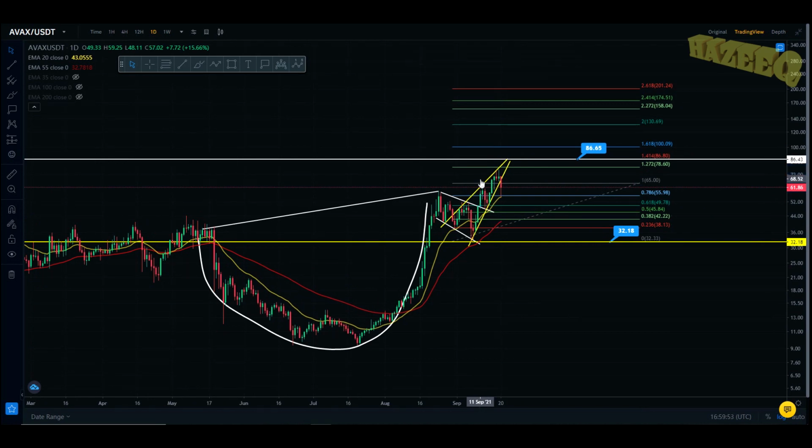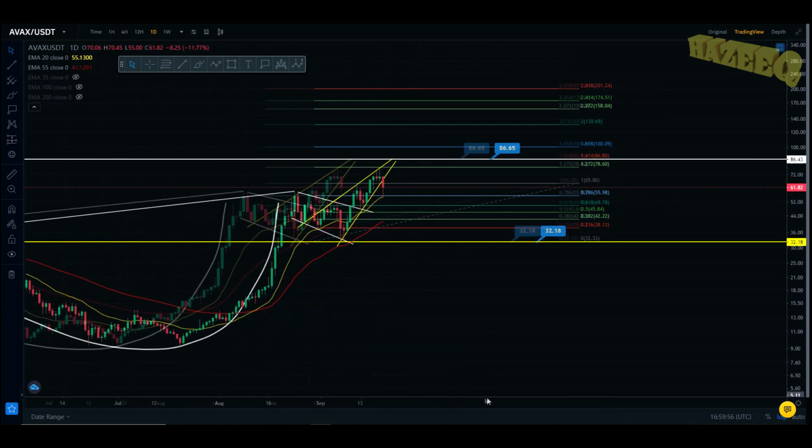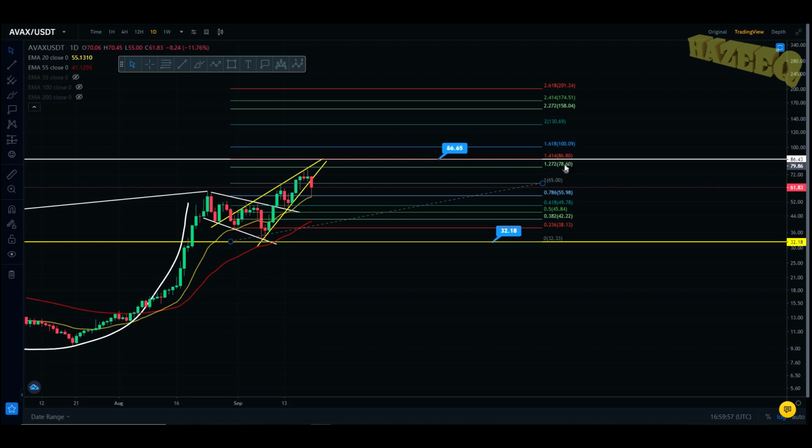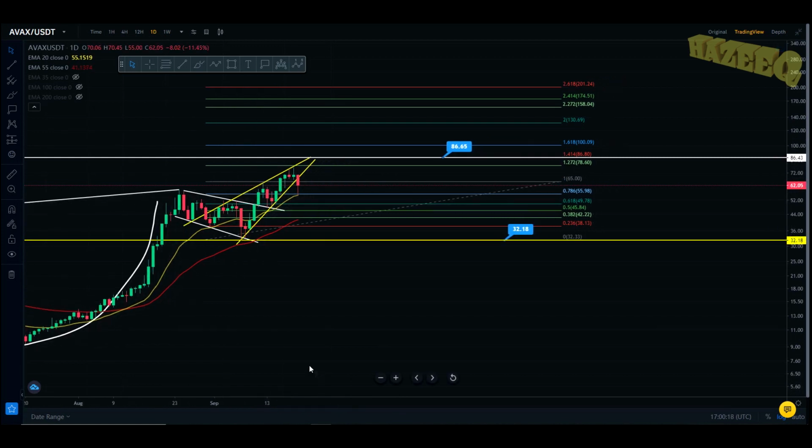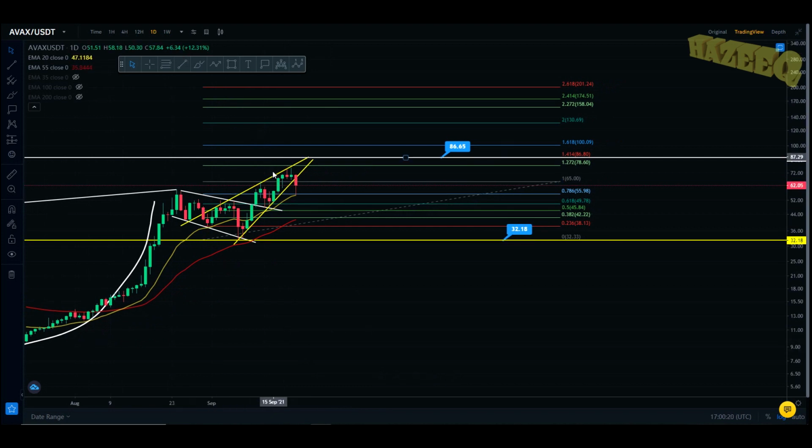As you can see, we didn't carry out that target. We got hit by the 1.272. We almost got to the 1.272. We topped out at $76. The 1.272 is on $78. So this is from September 7th to the high on September 12th. So this swing low to this swing high, then you have the overextension fib levels. So yeah, by the way, this is the daily chart on Binance.